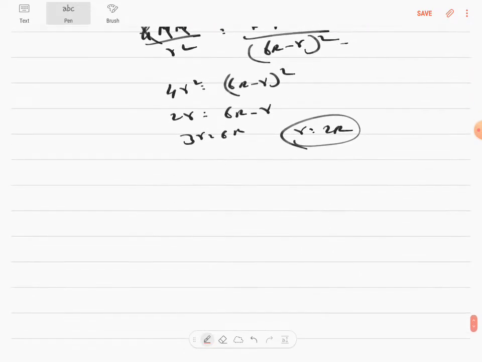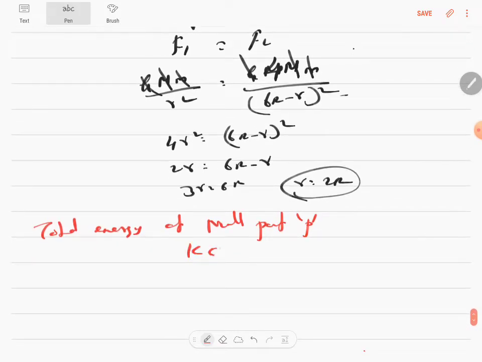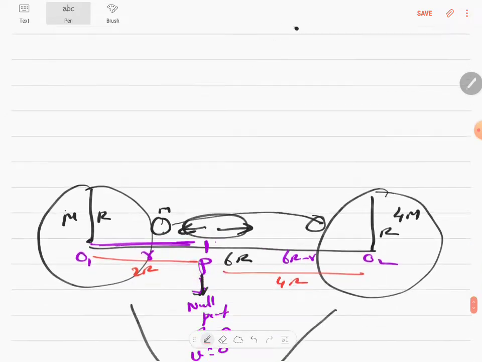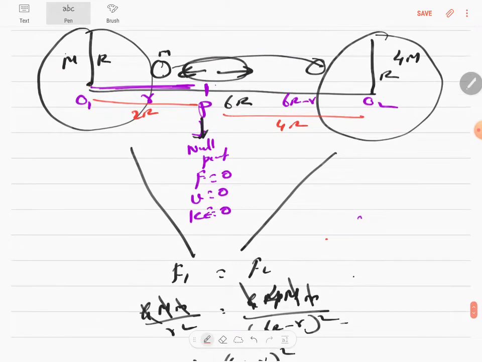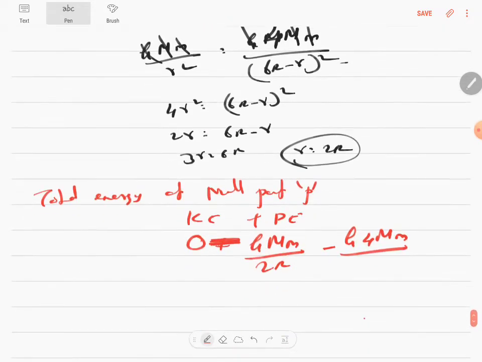So now we can find the total energy at the null point. The total energy at the null point or neutral point P will be kinetic energy plus potential energy. You all know kinetic energy is 0 because the velocity at the neutral point is 0 because net force is 0. The potential energy will be minus G capital M small m by that distance, which is 2r from the left sphere, minus G 4 capital M small m by that distance from the right sphere, which is 4r.